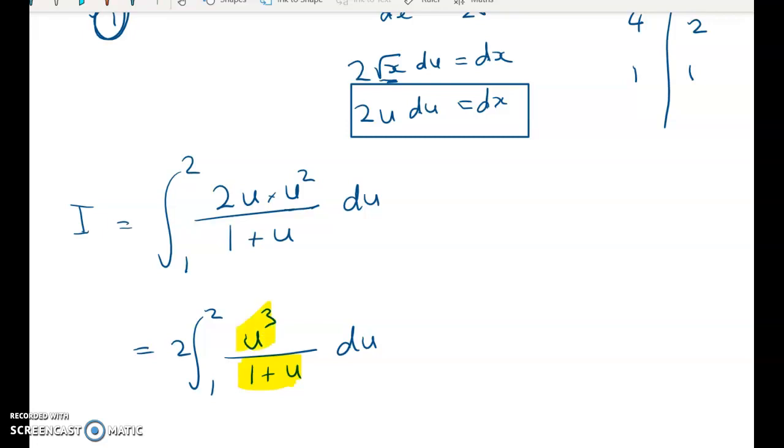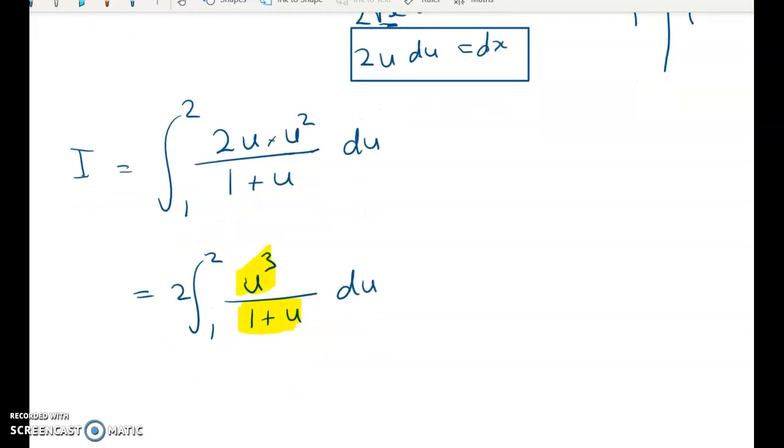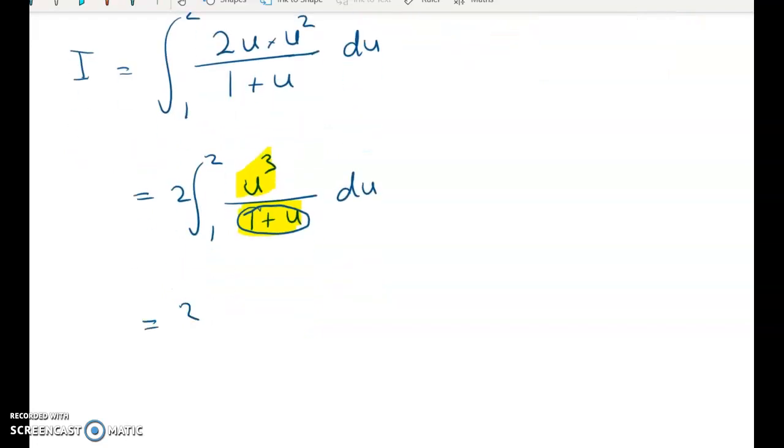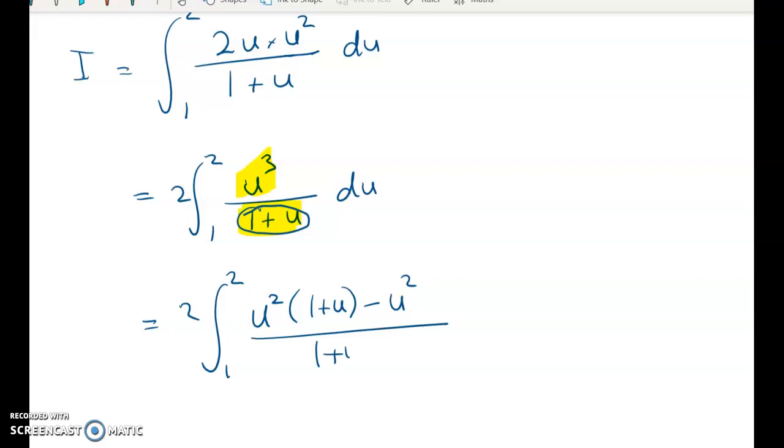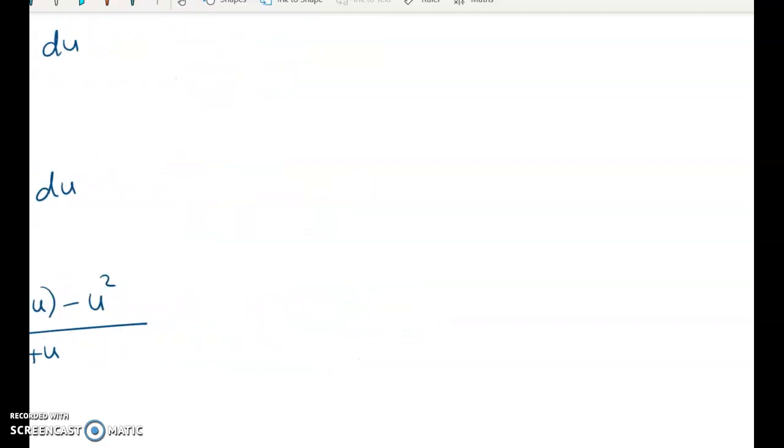So what we have to do is force out some multiples of 1 plus u. If you think about it, just to get us started, we can say that u cubed is equal to u squared times 1 plus u minus u squared. And that should give you a clue about how we're going to do this. We can keep on going in steps here, or we can simply say this.